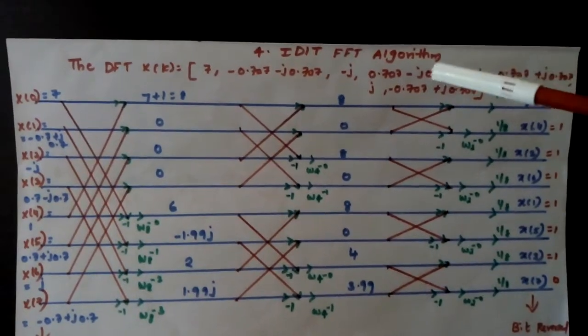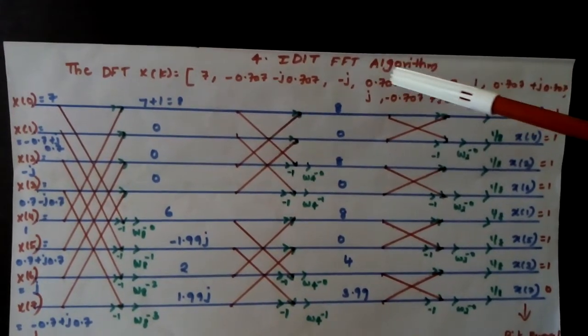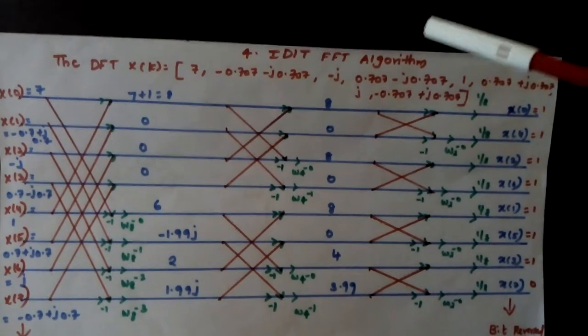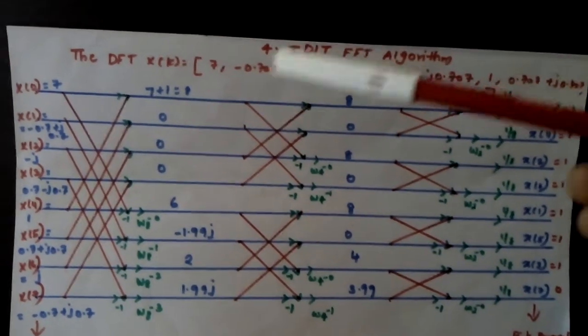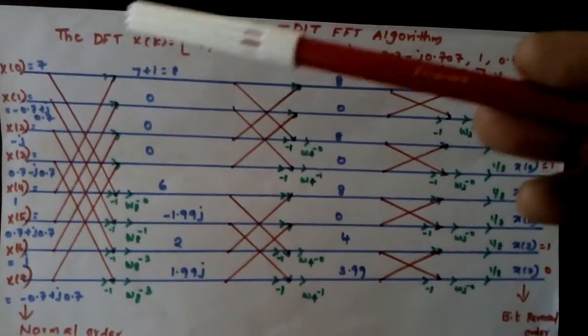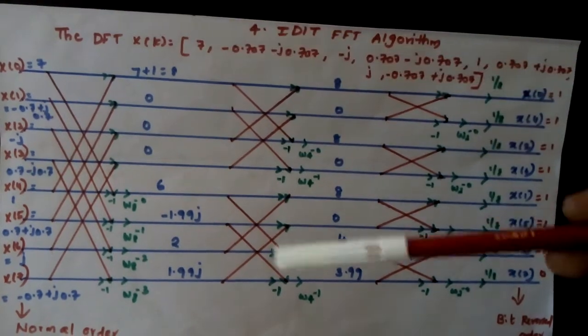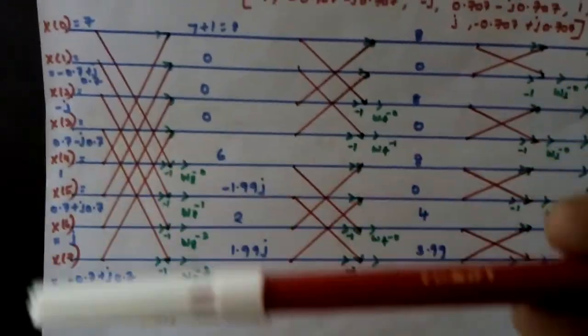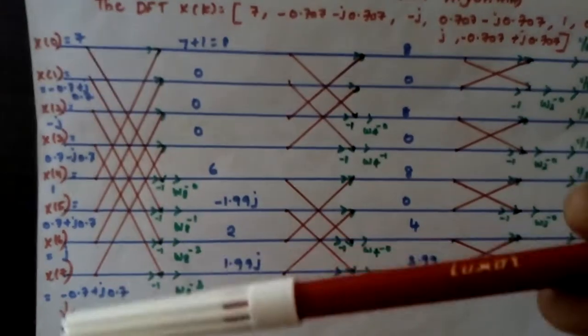This is the fourth algorithm, the inverse DIT FFT algorithm. This will be similar to your DIF FFT algorithm. In DIF, we make first 8-point, 4-point and 2-point. Similarly here also, the structure will be 8 point, 4 point and then 2 point. The difference here is that the input will be a frequency domain sequence.